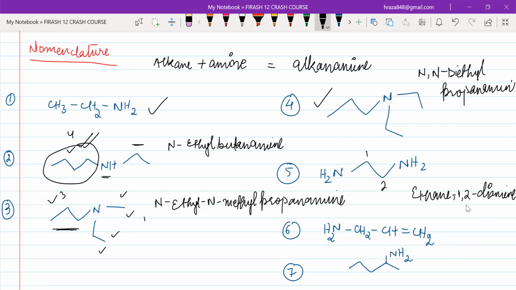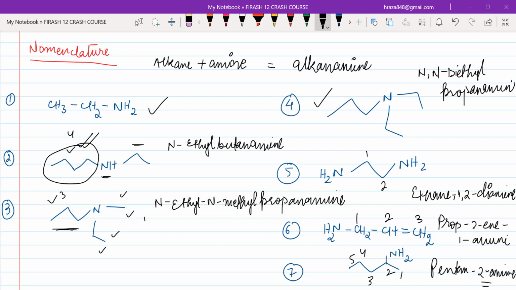Are you getting my point? Yeah. And here 1, 2, 3. Prop. How are we going to write its name? 2-ene. What do you think? Prop-2-en-1-amine. Very good. Now you can see 1, 2, 3, 4, 5. So it will be pentane-2-amine. Is that clear?